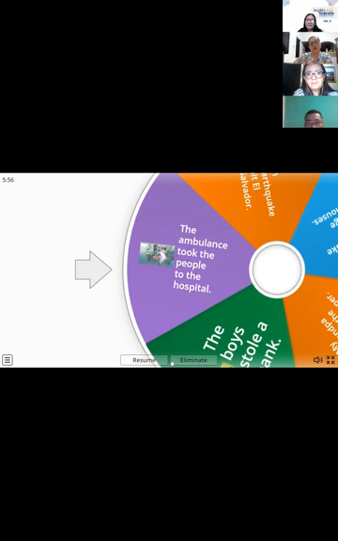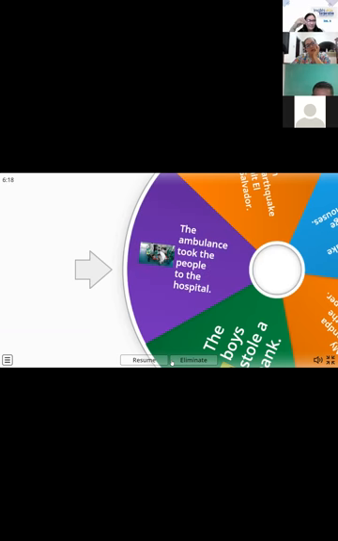Yes, the ambulance took the people to the hospital. Okay. The people? The people to the hospital. The people is plural, remember? The people to the hospital were taken. Taken by the ambulance. Uh-huh. The people were taken to the hospital by the ambulance. Or the people were taken by the ambulance to the hospital, right? That's great.